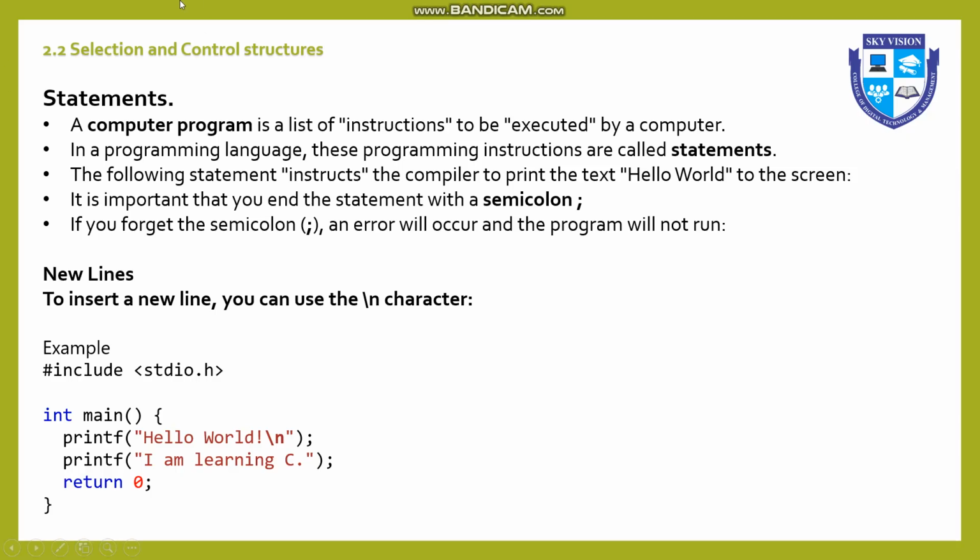Now see over here. Let's start: a computer program is a list of instructions to be executed by the computer. In a programming language, these programming instructions are called statements. The following statement instructs the compiler to print the text hello world to the screen. It is important that you end the statement with a semicolon. If you forget the semicolon, an error will occur and your program will not run.